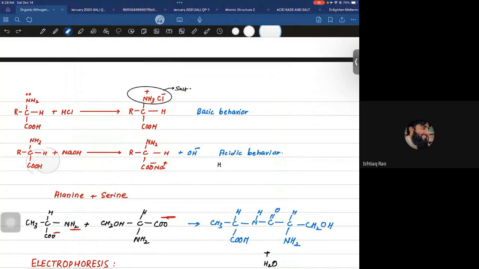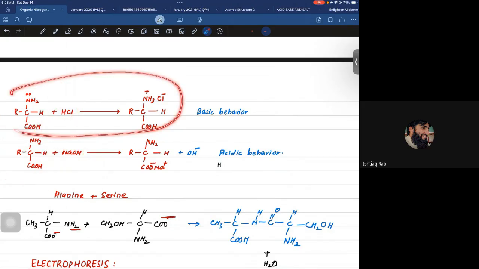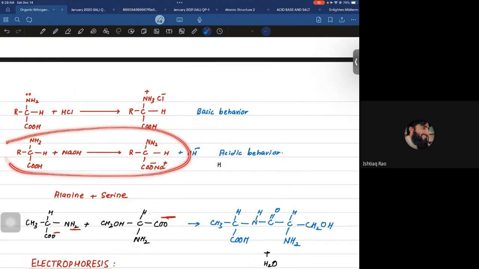So it's the proof that an amino acid has a dual behavior, because an amino acid reacts with HCl and an amino acid also reacts with alkali. This reaction shows the basic behavior of the amino acid because it's reacting with an acid, and this reaction shows the acidic behavior of the amino acid because it's reacting with an alkali.